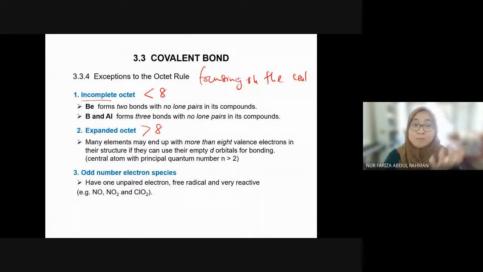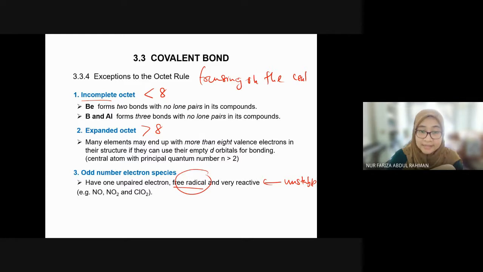So opposite to that, we have odd number electron species. We have this type of molecule, but it is unstable. It exists, it is not that it cannot exist, it can, but it is unstable. This is what we call a free radical, meaning it has 1 unpaired electron. It is known as a free radical and it is very reactive.